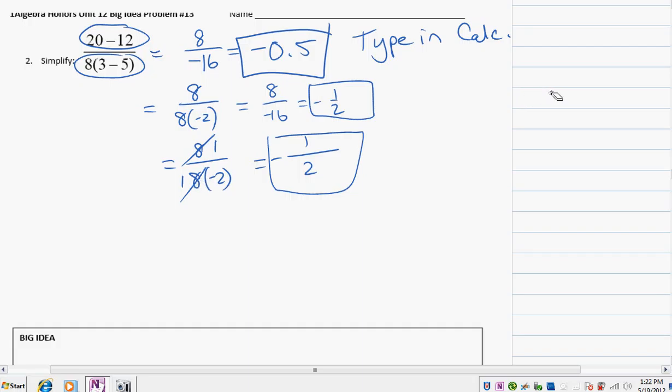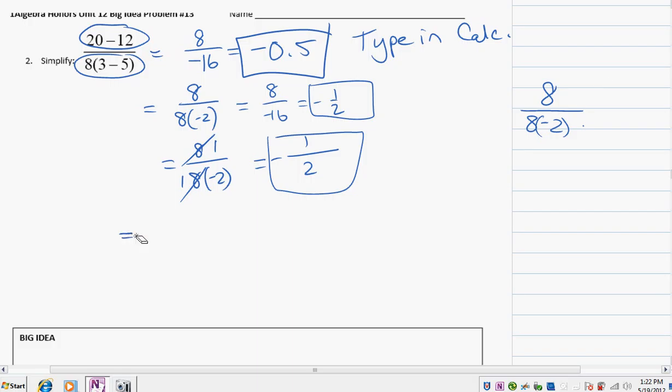Now, just to be clear, what I was doing there, 8 times negative 2, is I was dividing the top and bottom by 8, or you could think of it like I was multiplying the top and bottom by 1/8. And if I do the same to the top and bottom, this fraction right here, what I'm multiplying by is 1. And so if I'm multiplying by 1, I'm not really changing its value. So I can do that.